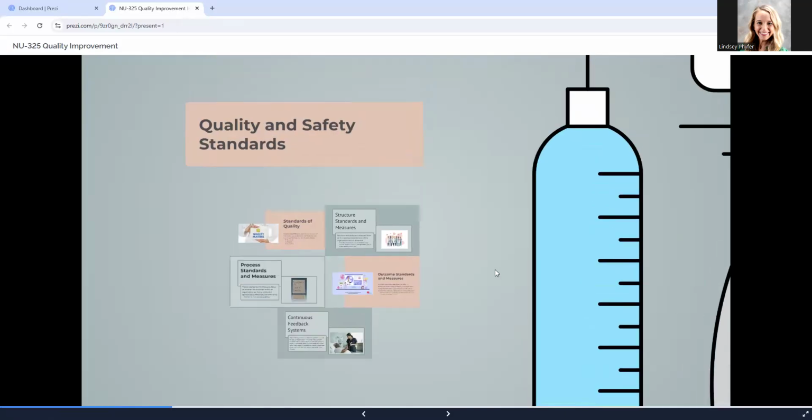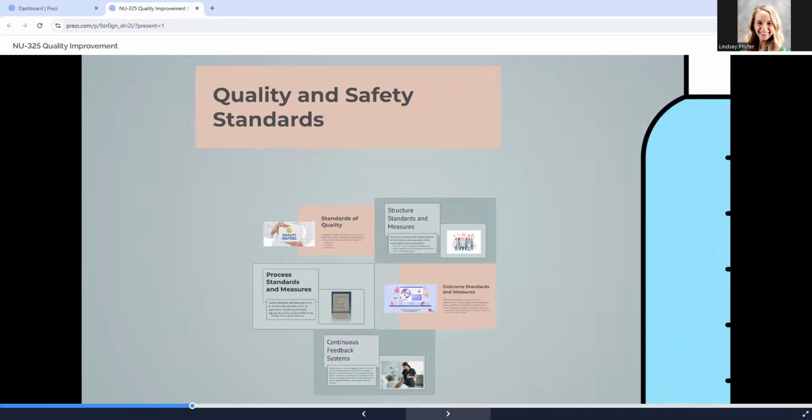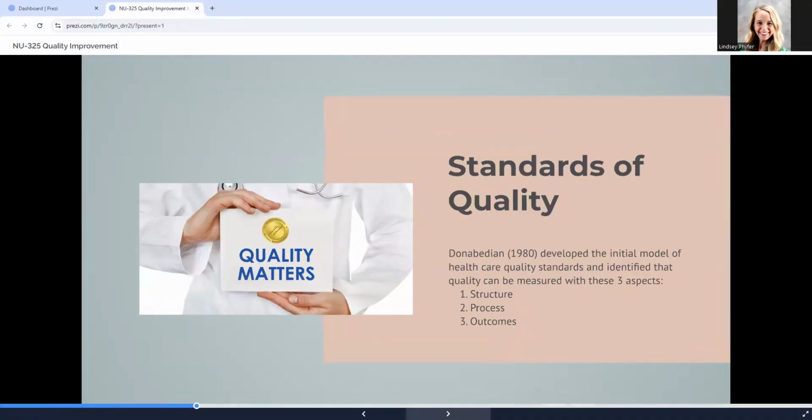So now let's talk about quality, safety, and standards. So standards of quality. In 1980, Donabedian developed the initial model of healthcare quality standards and identified that quality can be measured with these three aspects: structure, process, and outcomes.